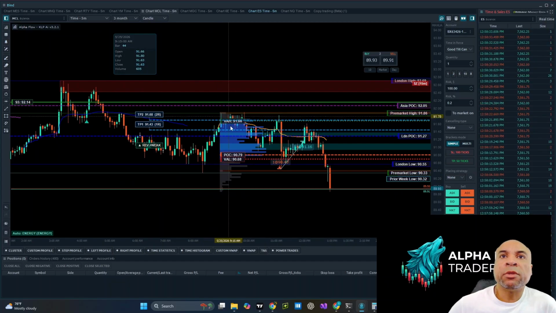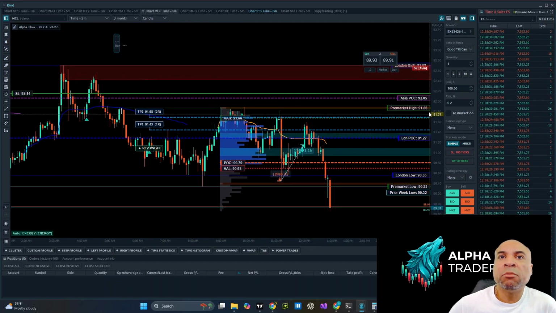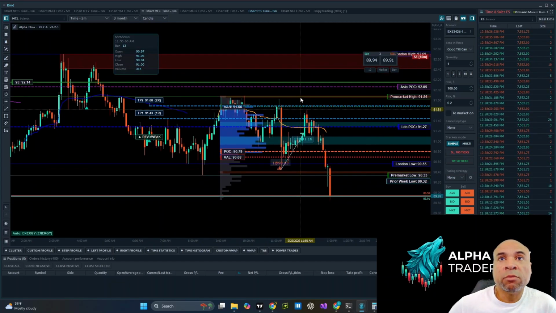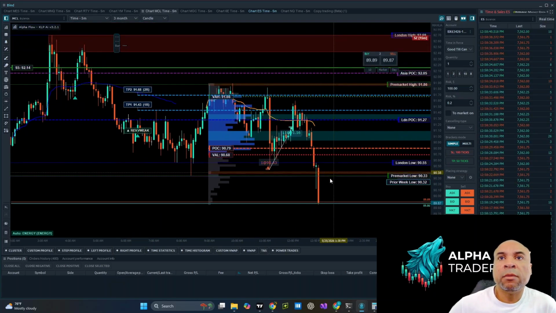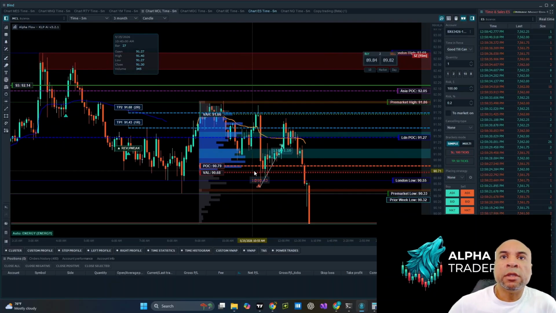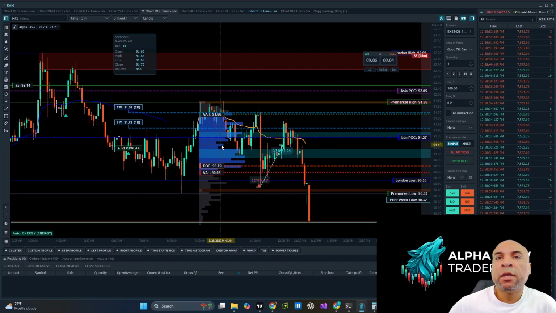All right, some other labels here. You have the labels for your session volume profile. This area right here is your session volume profile, distinguished by this blue shaded area. This is your value area.